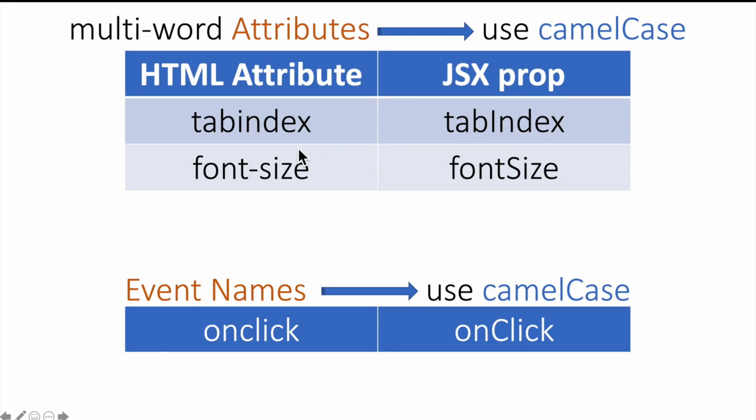Let's look at some examples. So we have the tabindex HTML attribute here, and the corresponding JSX prop will be the camel case version of tab index, which means our I will be uppercase. Here we have the CSS attribute font-size, and the JSX prop will be the camel case version of this, which is fontSize with an uppercase S. And our event names will have corresponding synthetic events, and these synthetic events will also use camel case versions like this. All in all, we have to remember that when writing JSX, we will be using camel case notation a lot.